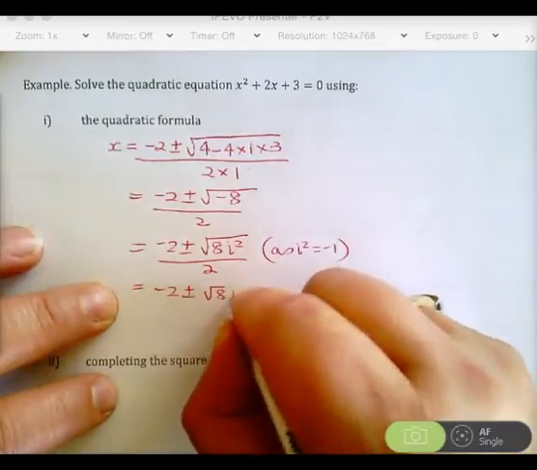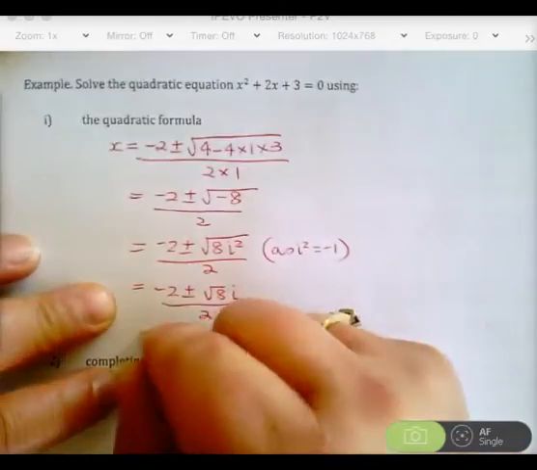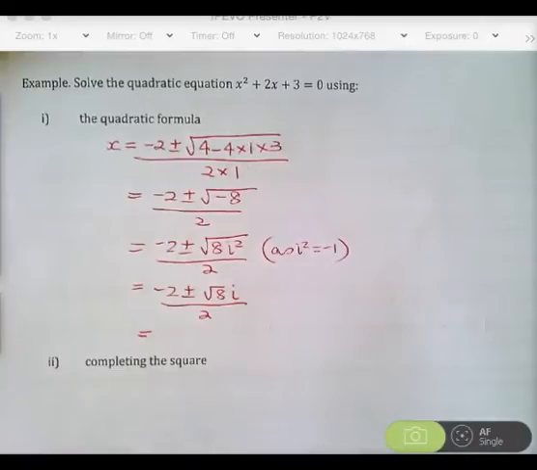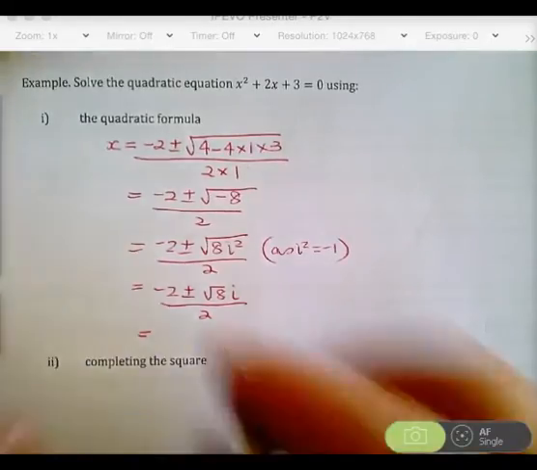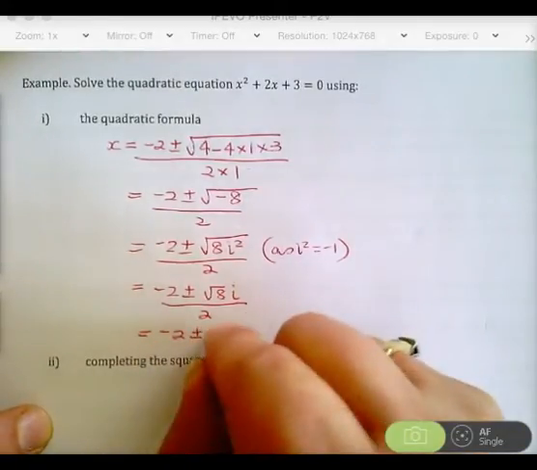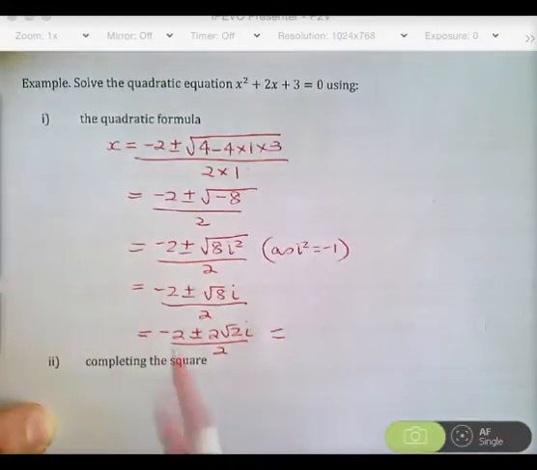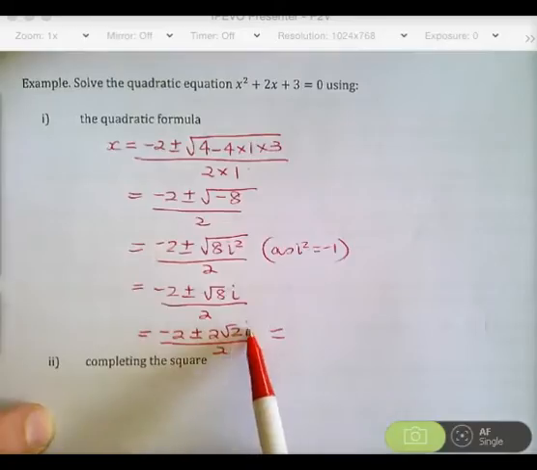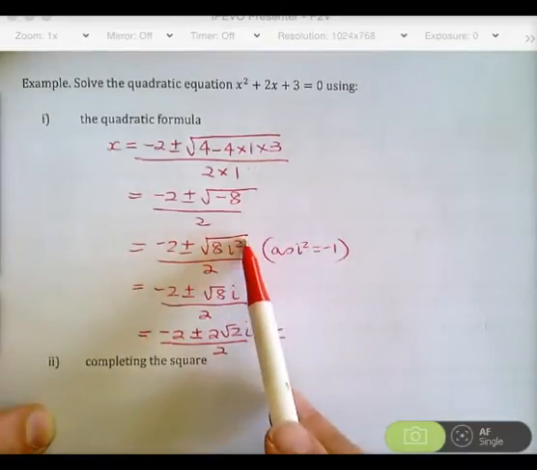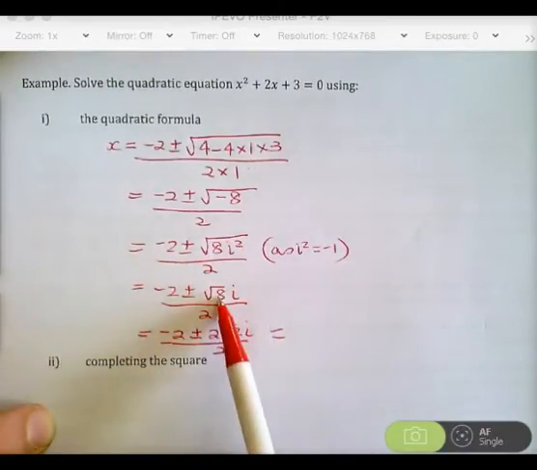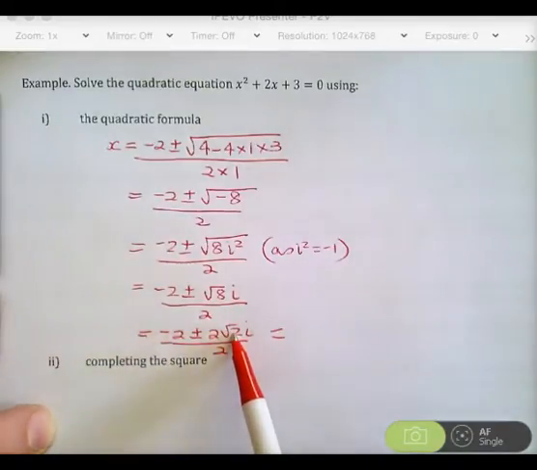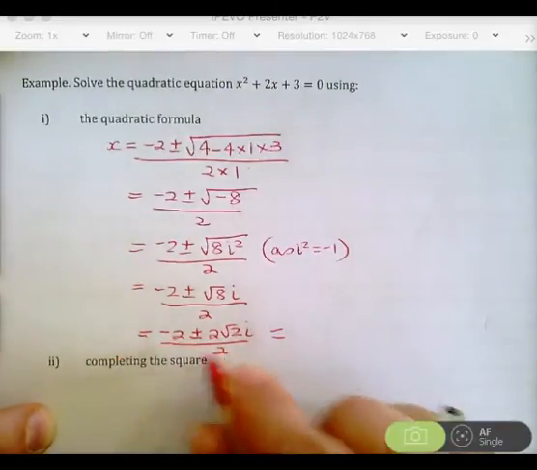root 8i over 2. Now, root 8 can be written as root 4 times root 2, which is 2 root 2. So we've got -2 plus or minus 2 root 2i. So we were able to square root the i squared and get i, but I kept it as the square root of 8. Square root of 8, remember, is 2 root 2. It's the simplified surd.